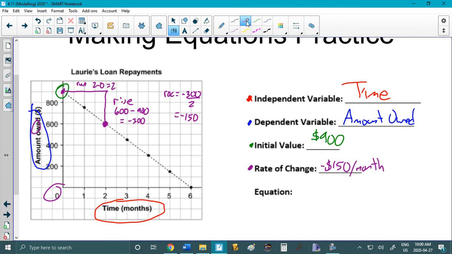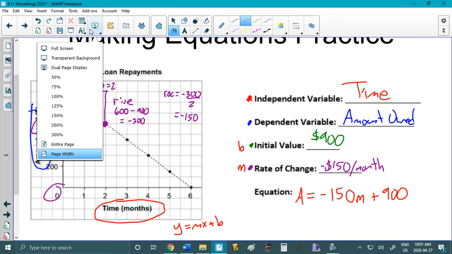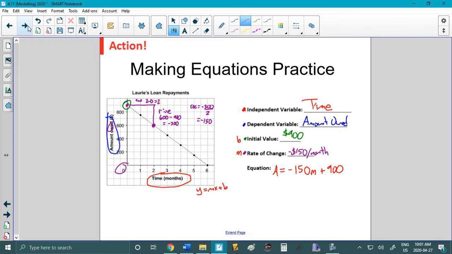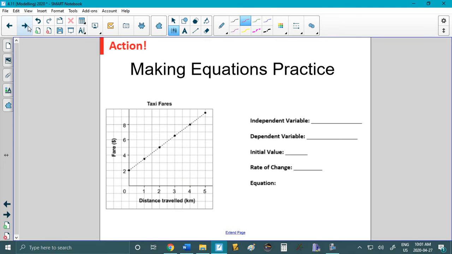Okay, now for the equation. Instead of y, amount owed. So I'll say A, amount, equals the rate of change. Remember, as always, y equals mx plus b. So this is b, this is m. So negative 150, x is time in months, so let's say m for number of months. You could use n or t, I don't care. Try to use lowercase. And then plus b, which is plus 900. Okay, so that's how you do that. I would like you to try this one and this one. Pretty much the same thing, right? It's all the same stuff.